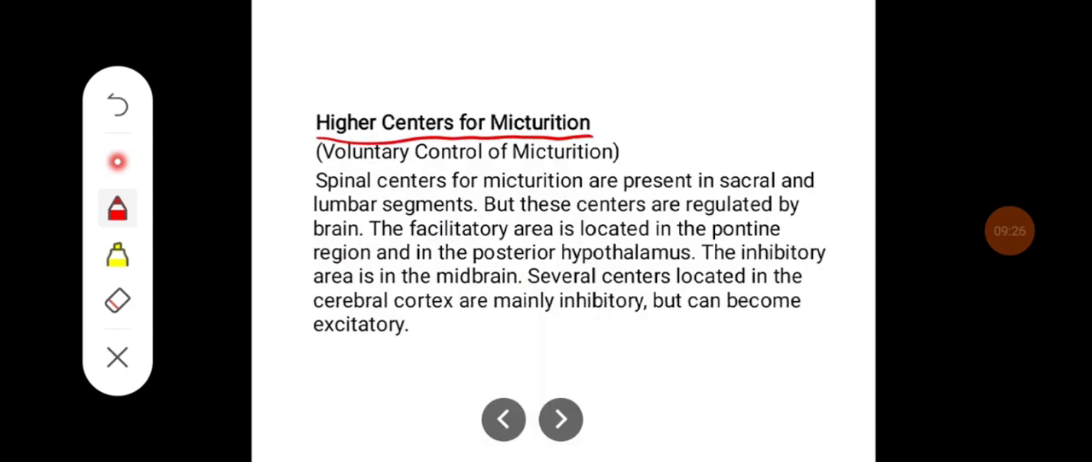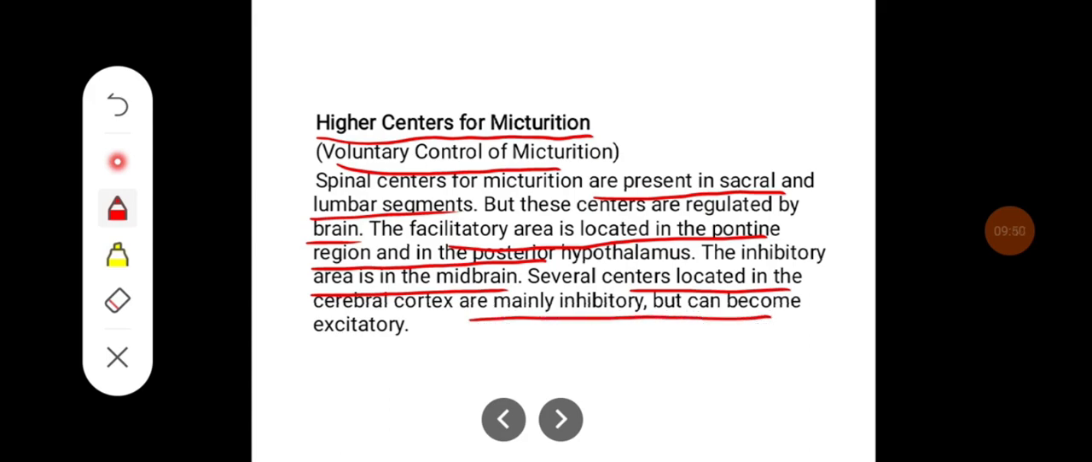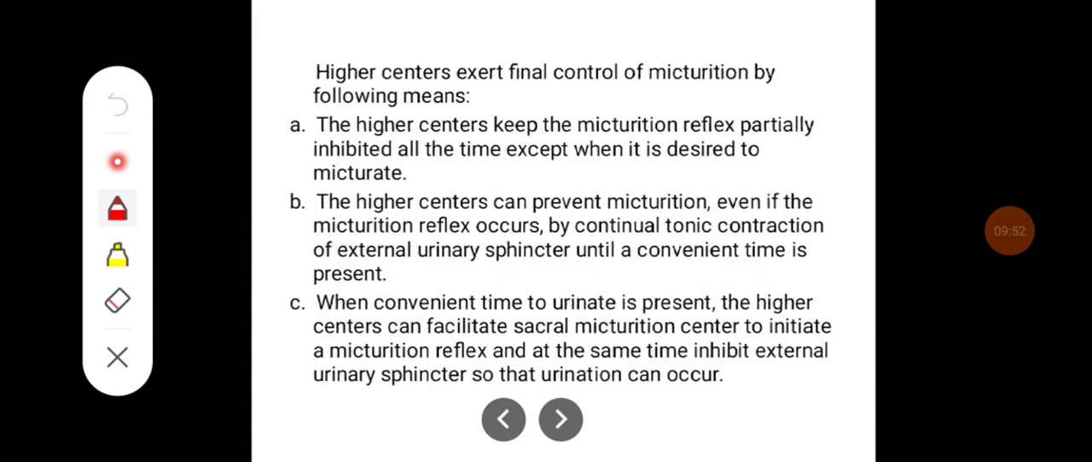Higher centers for micturition, that is voluntary control of micturition. Spinal centers for micturition are present in the sacral and lumbar segments, but these centers are regulated by the brain. The facilitatory area is located in the pontine region and in the posterior hypothalamus. The inhibitory area is in the midbrain. Several centers located in the cerebral cortex are mainly inhibitory but can become excitatory.